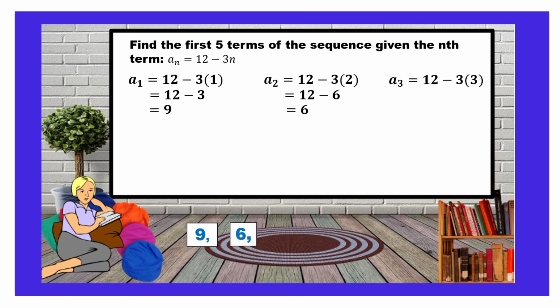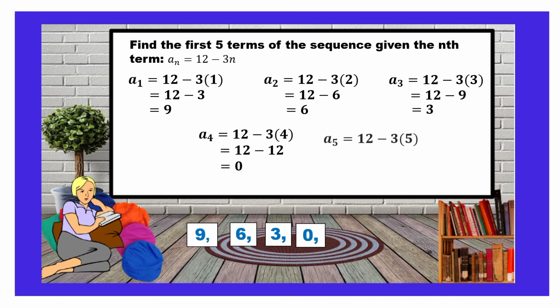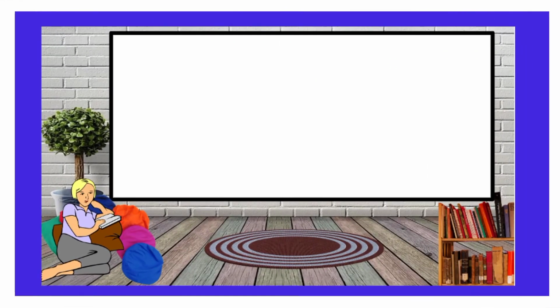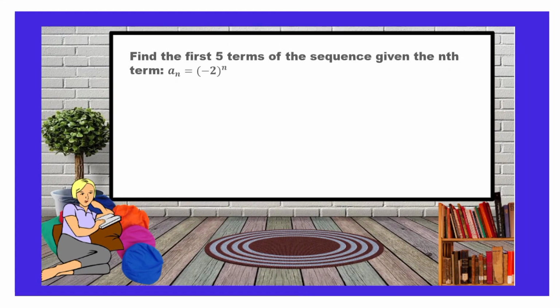Our second term. N equals 3, 12 minus 9 equals 3. N equals 4, 12 minus 12 equals 0. And n equals 5, 12 minus 15 is negative 3.